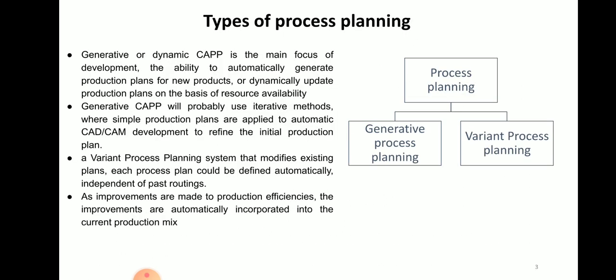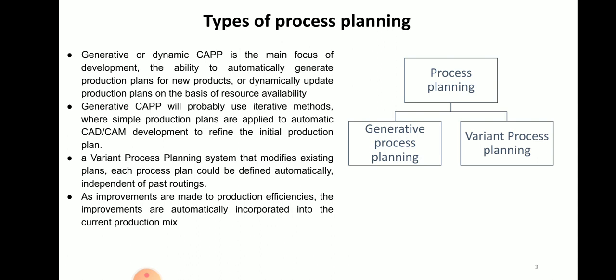Now, types of process planning. We can see the diagram on the right side. Process planning is divided into generative process planning and variant process planning. So let's discuss them. Generative or dynamic CAPP is the main focus of development: the ability to automatically generate production plans for new products or dynamically update the production plans on the basis of resource availability.